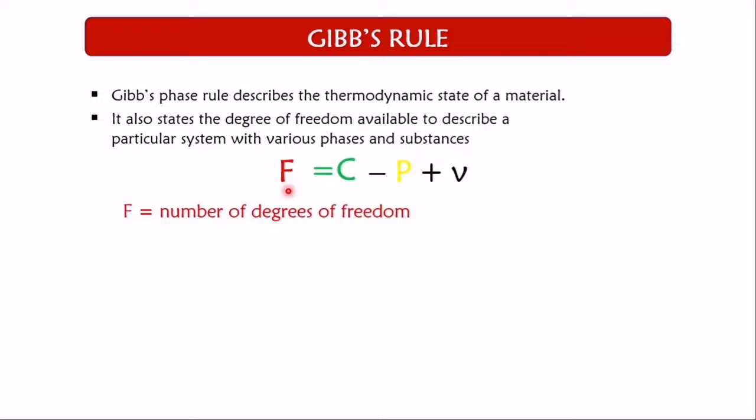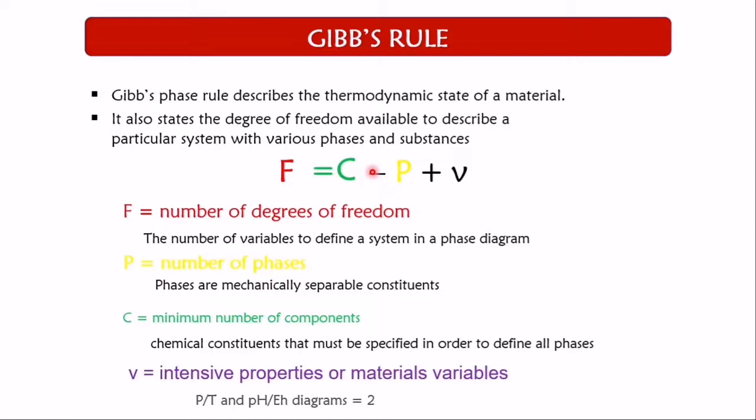So now let's try to explain the concept that we have, or the variables. F represents the degree of freedom, the number of variables to define a system. P is the number of phases, C is the number of components, and V is the intensity property, which mostly is 2 when you see pressure against temperature. But if it's only maybe composition against pressure, it means that the intensity property is 1. So be careful, it's not always 2. It depends on the intensity property.